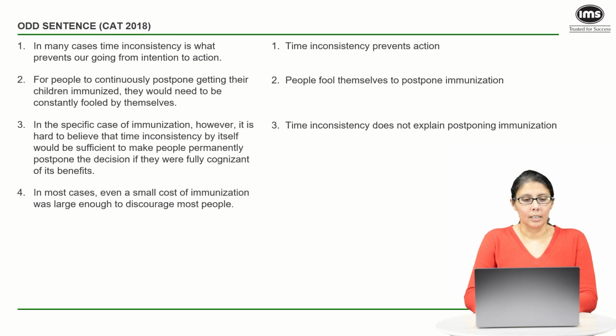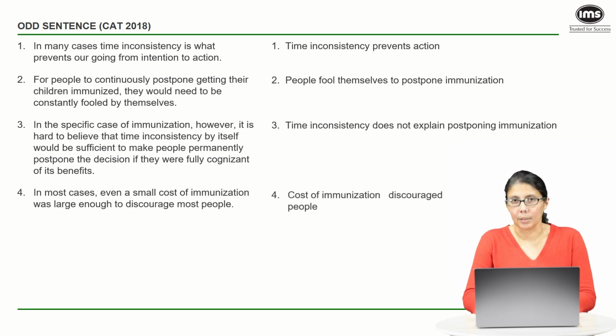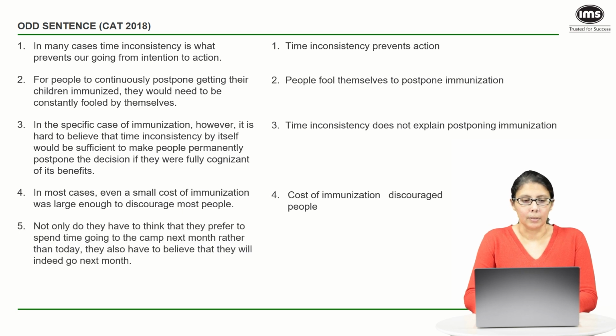Moving on. This statement says even a small cost of immunization was large enough to discourage most people. So now we're not talking about postponement, we are talking about cost. So our theme here is cost discouraged people. The last statement, again slightly long, but if we read it very carefully, all that we're really talking about is, again, postponement of action by fooling oneself.